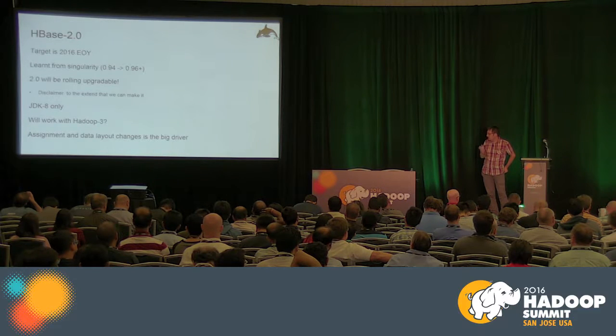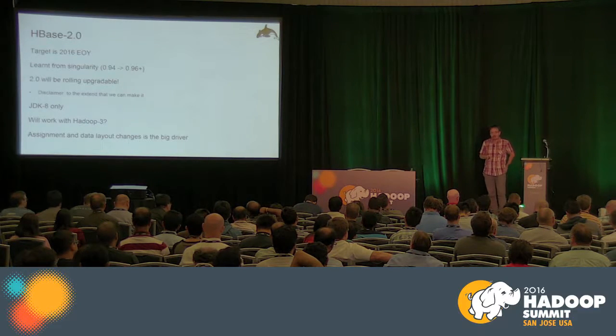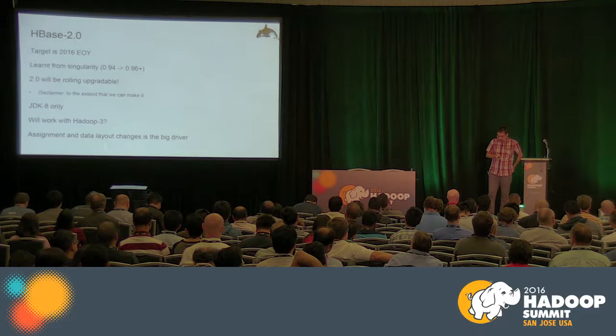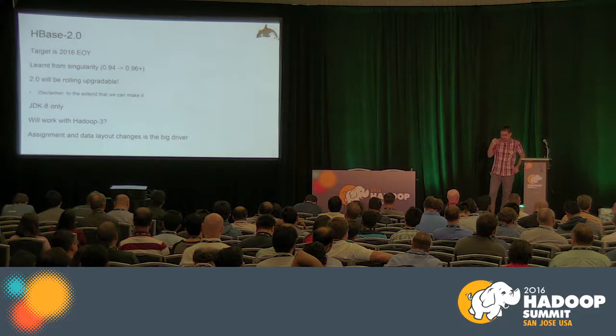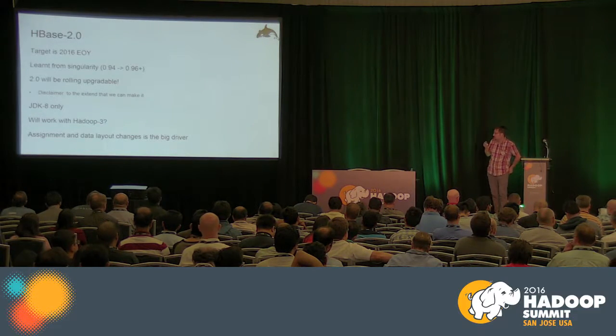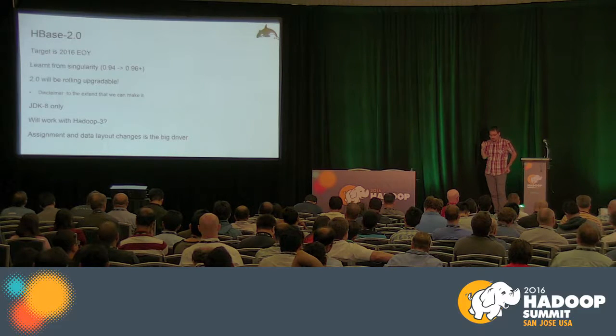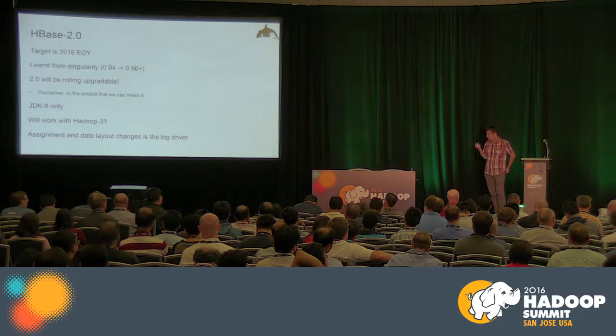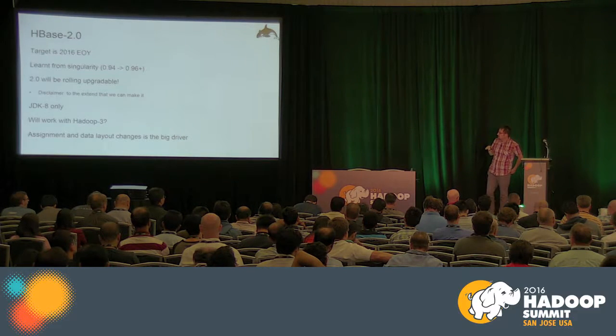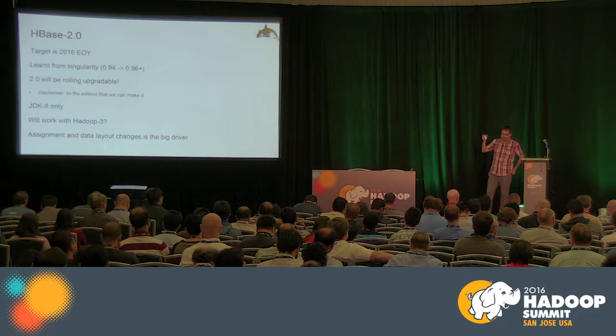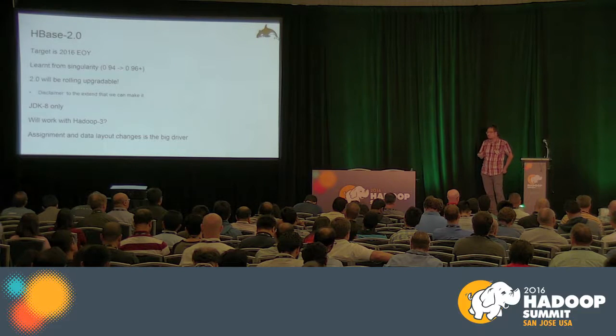It may work with Hadoop 3. We'll see Hadoop 3's plans. Assignment and the big data layout changes are the big drivers for this. So the assignment we've talked about is changing, and some of the data layout changes are needed if you have 1 million regions, for example. If you're at the Yahoo scale, you may need that. So those layout changes may be coming in 2.0.